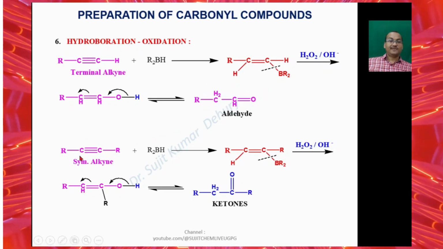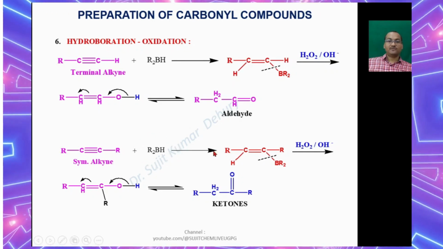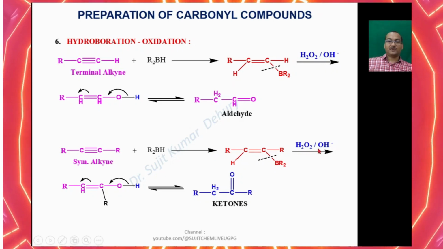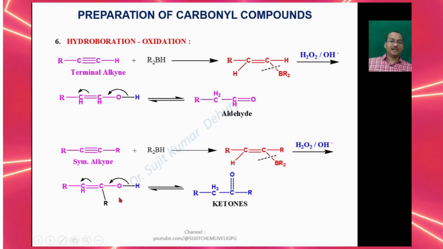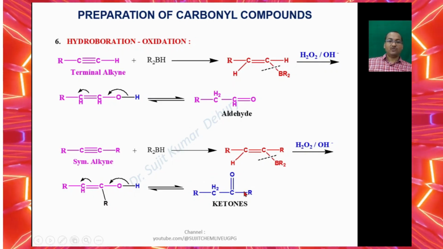If you start with a symmetrical alkyne, again it reacts with the boron compound, giving rise to this adduct. Upon oxidation with hydrogen peroxide and OH minus ion, you get this enol. And this enol tautomerizes to give rise to a ketone.